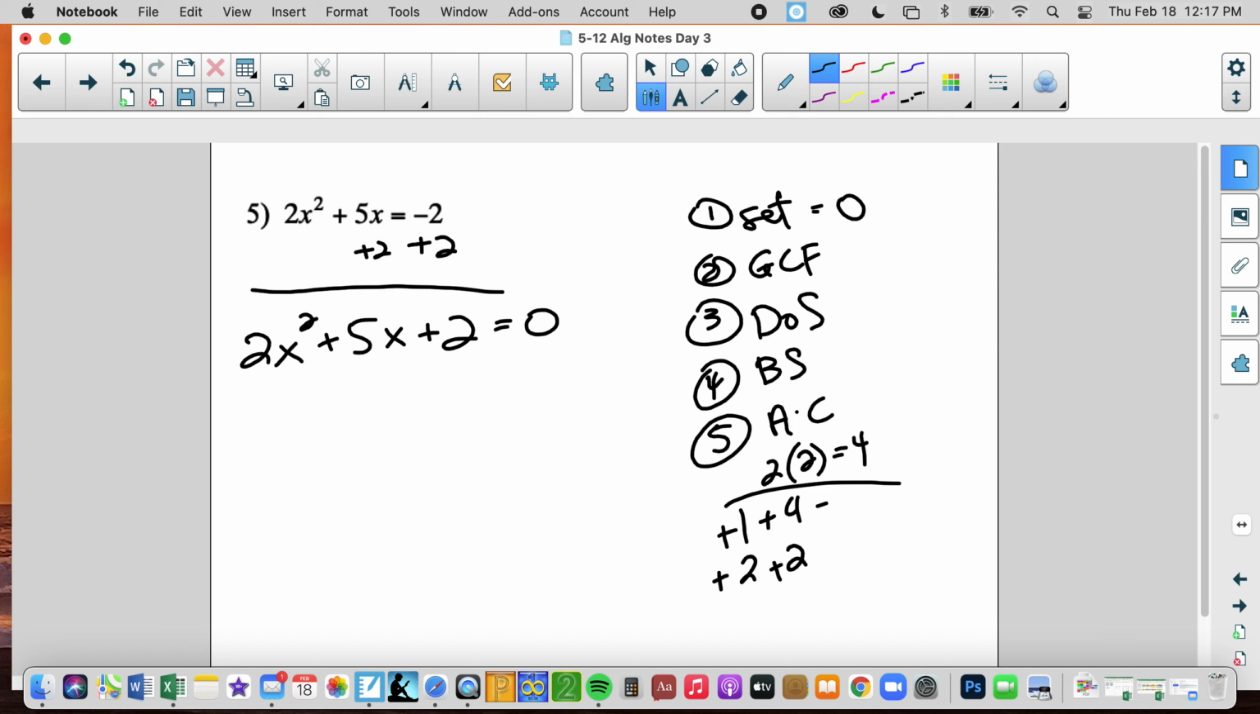We're going to group. We'll factor out an x. You get 2x plus 1. We'll group. We'll factor out a 2. You get 2x plus 1. They both have 2x plus 1, and that leaves you with x plus 2. Set them equal to 0. 2x plus 1 equals 0. x plus 2 equals 0.